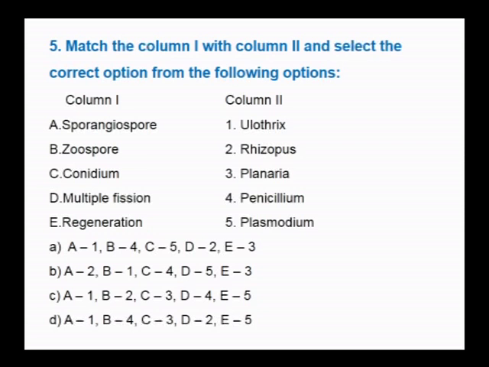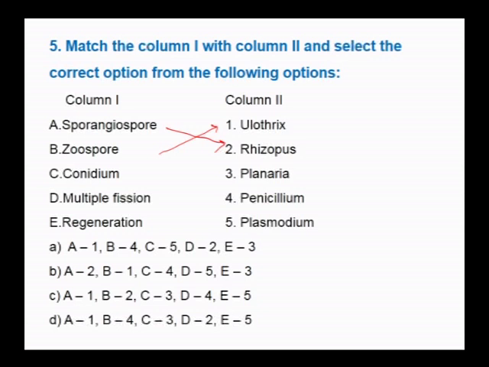Okay, question number 5. Match column 1 with column 2 and select the correct option from the following options. In column 1, different asexual reproductive structures are given. In column 2, the organisms are given. Sporangiospores are the asexual spores found in phycomycetes, a fungi. One example of a phycomycete is Rhizopus. Therefore, sporangiospore goes with Rhizopus. Zoospores, which I already discussed in the previous slide, are motile endogenous spores very common in algae. One example of algae is Ulothrix here. Therefore, zoospore goes with Ulothrix.